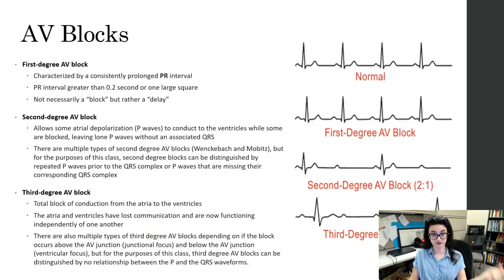But the ventricles do have a fallback system, and they will contract if they don't get a signal for a very long time. Okay, but that is no talking between the atria and the ventricles. Completely random ventricular contraction. Okay, so slight delay is first degree, long delay is second degree, but they're still talking to each other. Third degree, no communication, ventricles contract independently. And that is it for cardio.